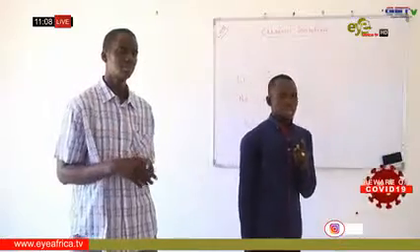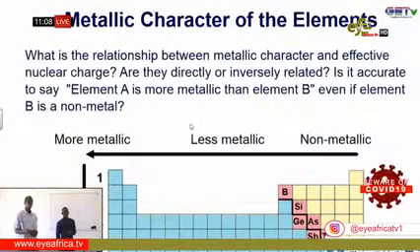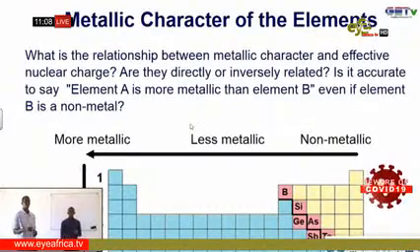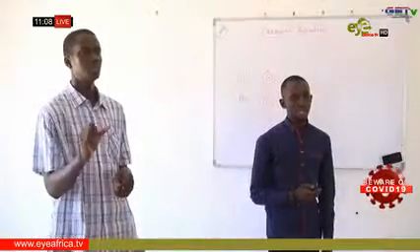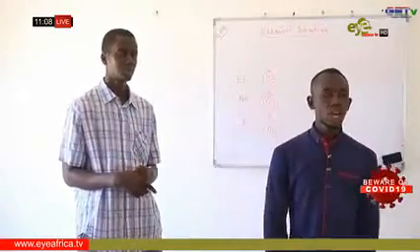Metallic character and effective nuclear charge are inversely related. Is it accurate to say element A is more metallic than element B, even if element B is a non-metal? I will leave this question also for you to answer. Now we have the periodic table done.